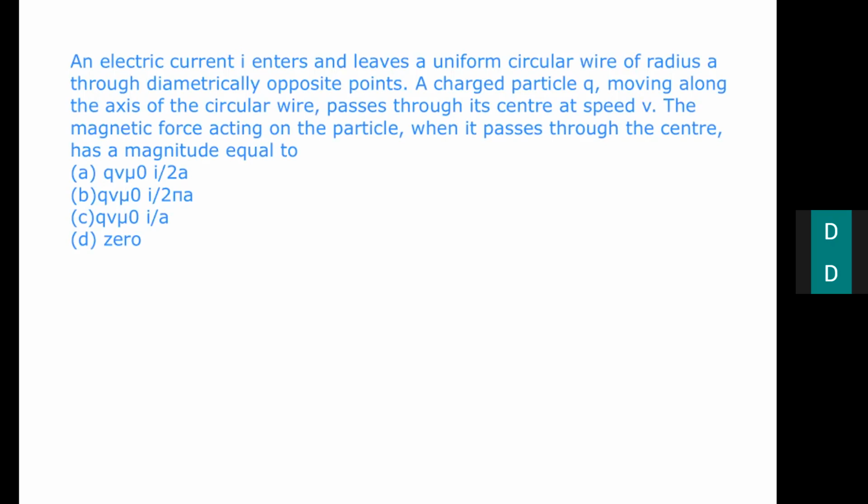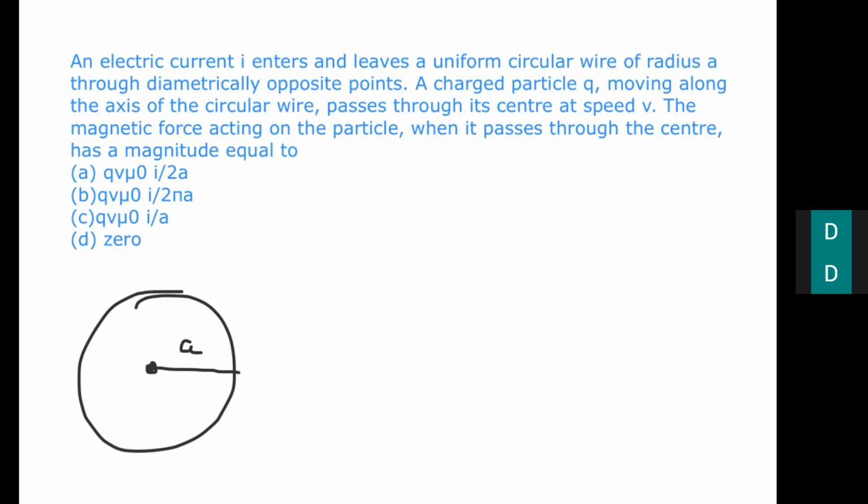The question says that an electric current I enters and leaves a uniform circular wire with radius A. Say, for example, this is the wire and its radius is A. Through diametrically opposite points, a charged particle Q moving along the axis of the circular wire passes through its center at speed v. What will be the magnitude of the magnetic field acting on the particle when it passes through the center? Here we can use the right hand thumb rule to get the direction of the magnetic field due to the current carrying wire.